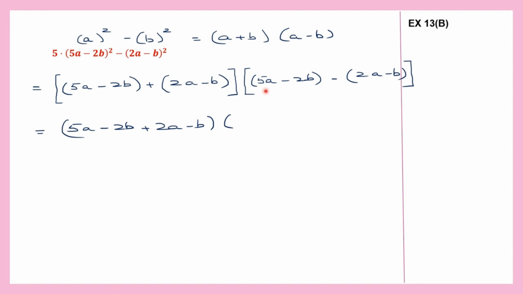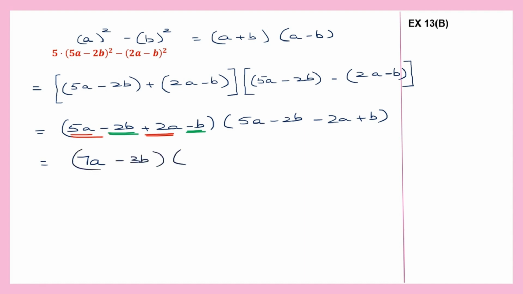So here the first one, 5a minus 2b, remains the same. So 5a minus 2b. Now because we have a minus sign here, the signs of everything inside will change. So that becomes minus 2a plus b. So this we can close. Now let's look at the like terms. Here we have 5a and 2a. So 5a plus 2a is 7a. And then we have minus 2b minus 2b minus b, which makes it minus 3b. So this is the first part.